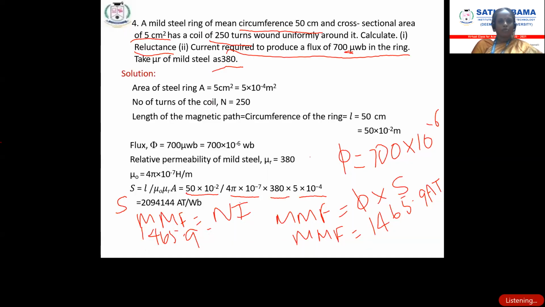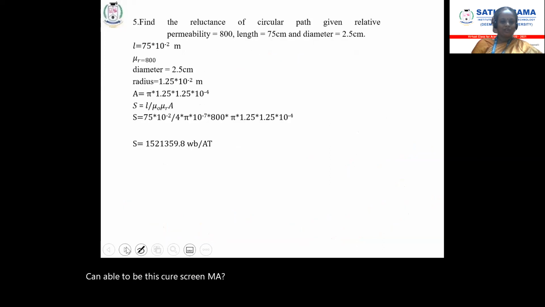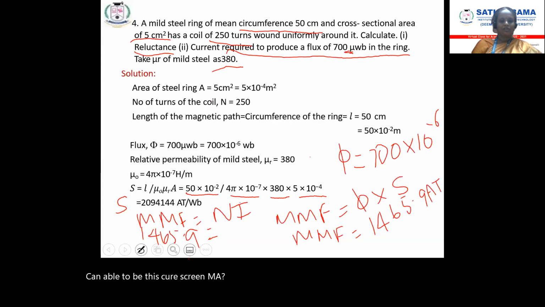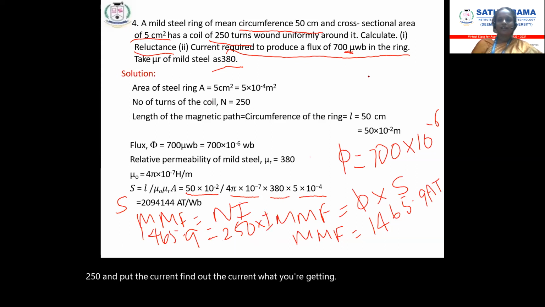I think it's a problem. Can you view the screen? Put 250 and find out the current you're getting. I think this PPT recognizes my voice and typing.